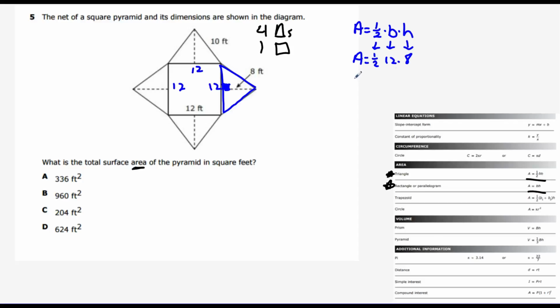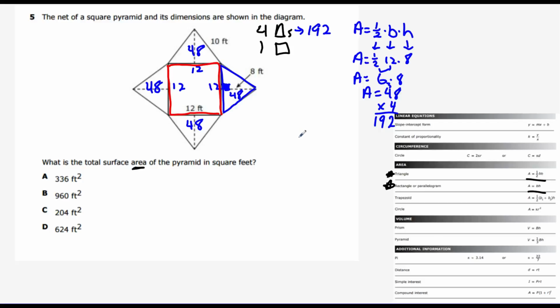So let me just multiply these 2 numbers at a time. This is even, so I'm going to start here. 1/2 of 12 is 6, times 8 is 48. So the area of this triangle is 48, and this one is 48, and so is that one. Or we could say, what is 48 times 4? So let's see, that's 32. And then 16 plus 3 is 192. So our 4 triangles have an area of 192, which just leaves our square here.